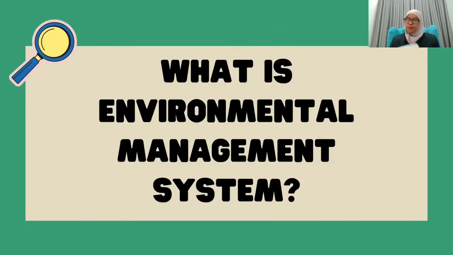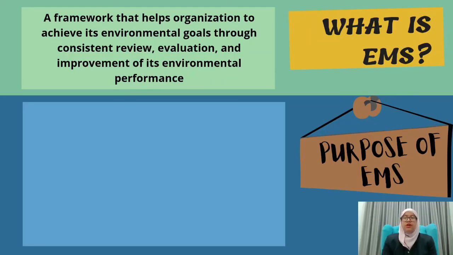Now, we will open the next topic, which is Environmental Management System. What is Environmental Management System, or EMS? A framework that helps organization to achieve its environmental goals through the consistent review, evaluation, and improvement of its environmental performance. It can also be defined as a set of procedures and practices that enable the organization to reduce its environmental impact. The basic of EMS is reviewing the organizational environmental goals, analyzing environmental impacts and the compliance obligation, whether it's legal or other requirements, establishing programs to meet the objective and targets of the compliance, and also to reduce the environmental impact.